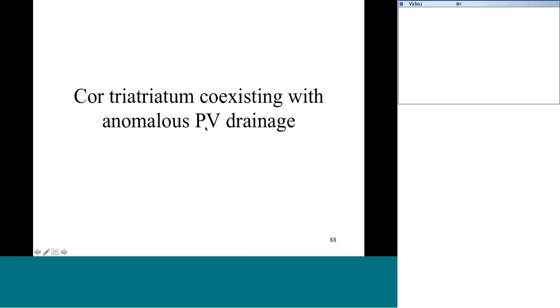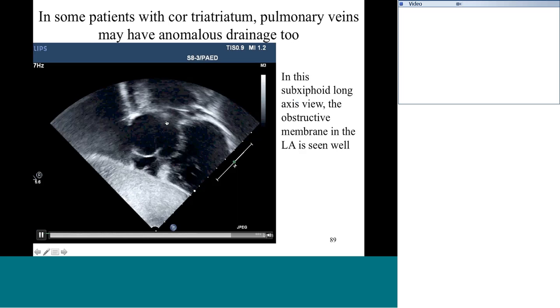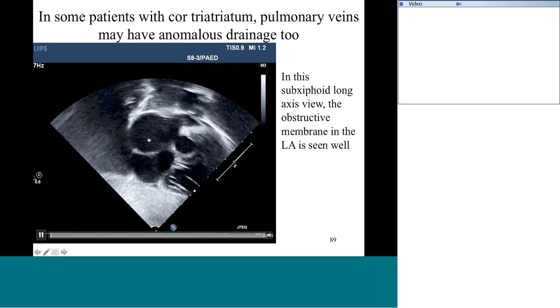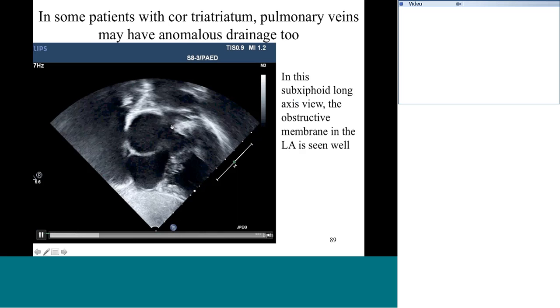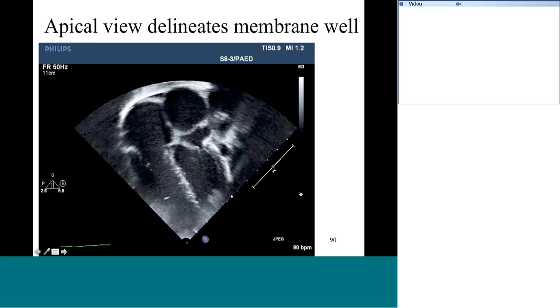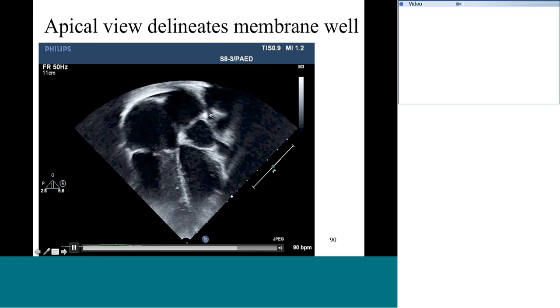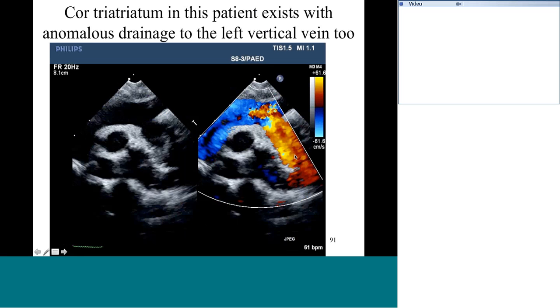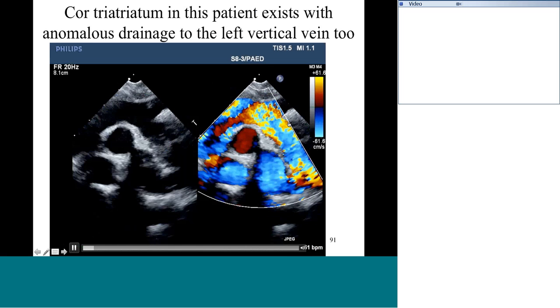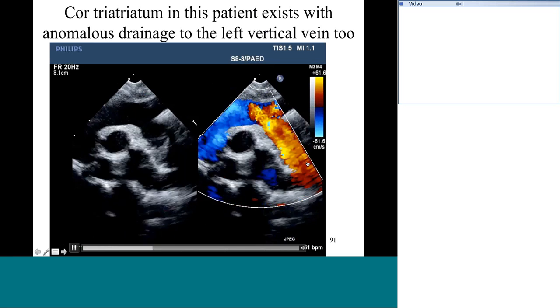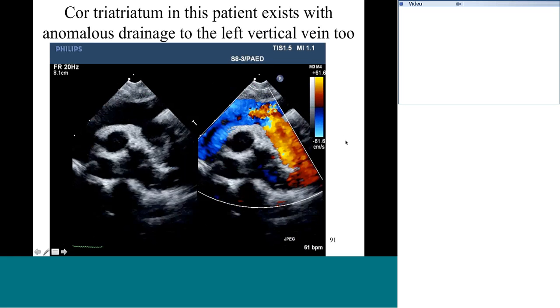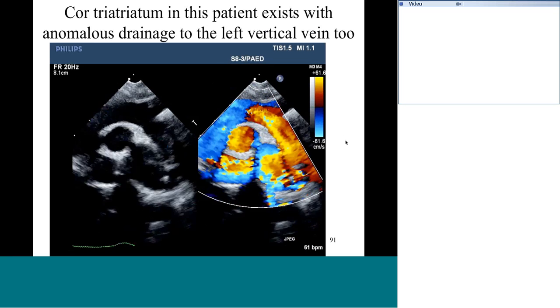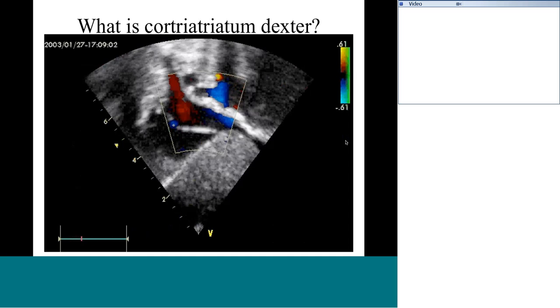Triatriatum may also coexist with anomalous pulmonary venous drainage. So this is the triatriatum, right atrium, left atrium, upper chamber, lower chamber with the triatriatum membrane, and then this is the same patient, a membrane, upper chamber, lower chamber. You look at the suprasternal view, that upper chamber is completely decompressed by a left vertical vein also. So triatriatum can be associated with atrial septal defects and can be associated with abnormal pulmonary venous drainage.